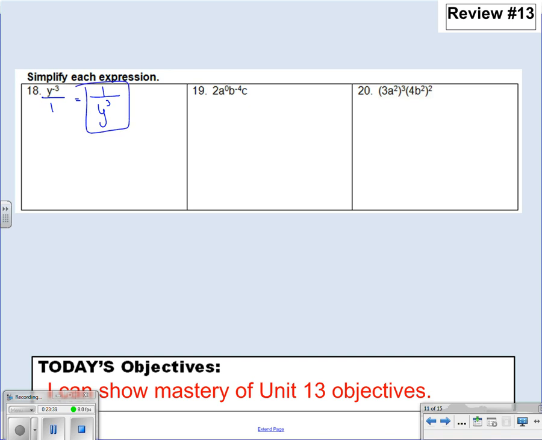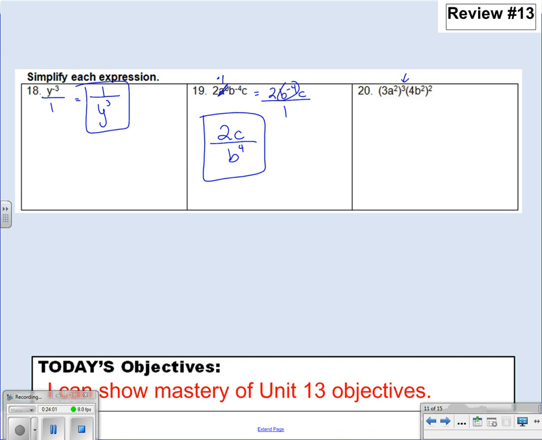Number 19, I have a letter to the 0, so that's going to become a 1. 2 times 1 is just 2, so this is 2b to the negative 4c. I also see I have a negative exponent, so that means we are going to move it, only the b, and change the exponent to positive.